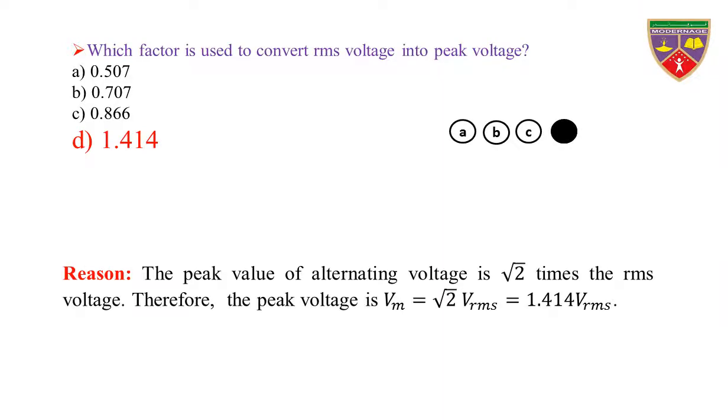Reason: the peak value of alternating voltage is square root of 2 times the RMS voltage. Therefore, the peak voltage Vm is equal to square root of 2 into V_RMS, which is equal to 1.414 V_RMS, because square root of 2 is equal to 1.414. Hence, the factor is 1.414.